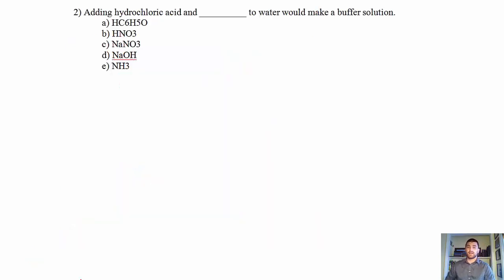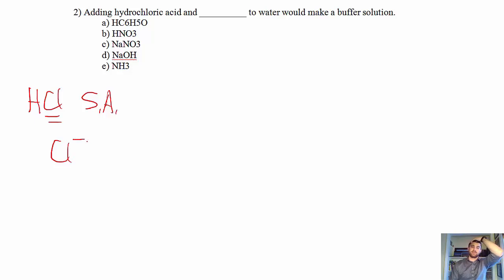If we take a look at number 2, it says adding hydrochloric acid and blank to water will make a buffered solution. So we know that HCl is a strong acid. All right, well, that's not going to help us a whole lot unless that chloride ion is what's important. But if we take a look, we got a strong acid. Well, adding this other acid to it, no, that's not going to help. Another acid to it, no. Ooh, maybe NaNO3, but nope. NO3 is the conjugate of another strong acid, so it's not going to be able to take up H+, right?